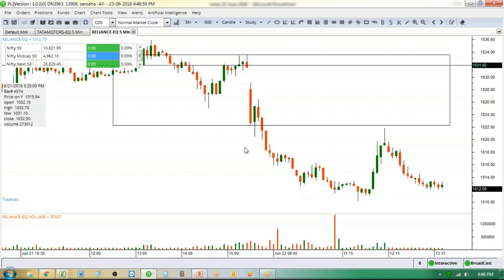After the confirmation happens, it will come inside the box, and inside the box you will spot a support or a resistance. If you are buying, buy the resistance. If you are selling, sell the support.